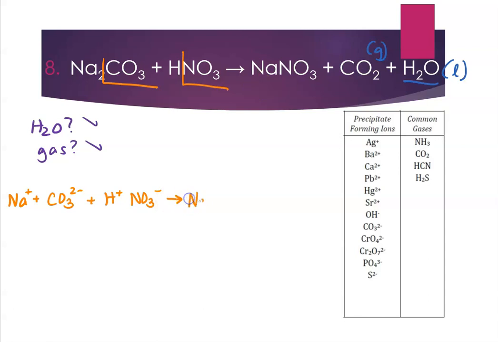All right, and then Na separates from NO3. Na is a plus 1. NO3 is a minus 1. Right, and then we have CO2, which is a gas, and we have H2O, which is a liquid, so I don't separate either of those.